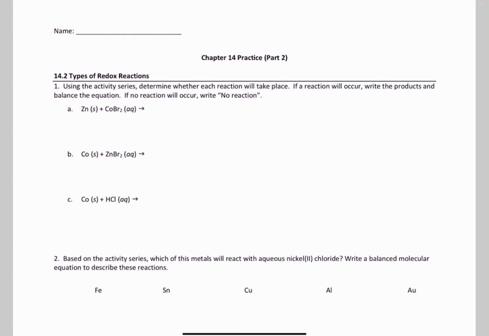Let's go together over Chapter 14 Practice Part 2. Types of redox reaction. For the first problem, we will need to use the activity series to determine whether each reaction will take place. If a reaction will occur, write the products and balance the equation. If no reaction will occur, write no reaction.